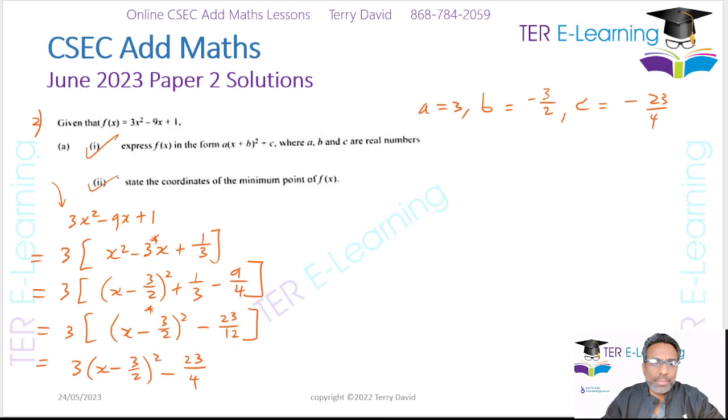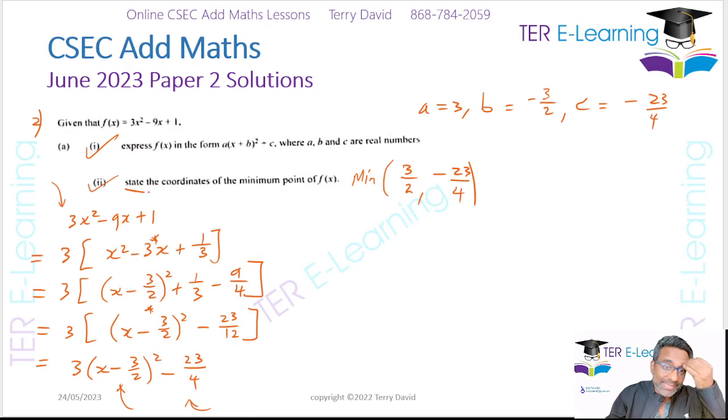All right, so part 2 now. They said state the coordinates of the minimum point of f of x. Once you complete the square, this is pretty straightforward. The minimum point is simply going to be, you put this bracket equal to 0 and you get x is equal to 3 over 2. So this is going to be 3 over 2, and the minimum y value is minus 23 over 4. There's no calculation involved for this part. That's why they said state. So that's a normal maths question. This whole question is just a simple maths question.